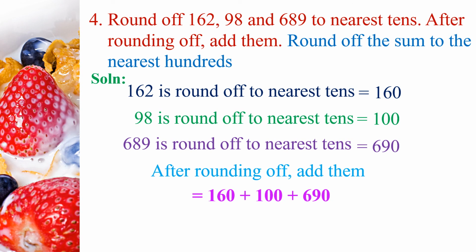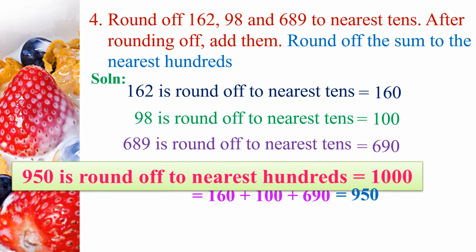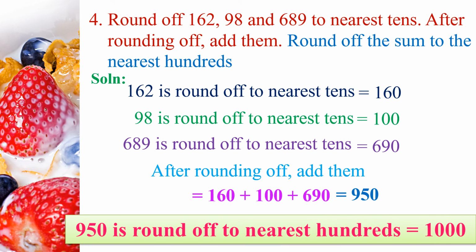So now we are going to add 160 plus 100 plus 690, we will get 950. 950 rounded off to the nearest 100, we will get 1000.